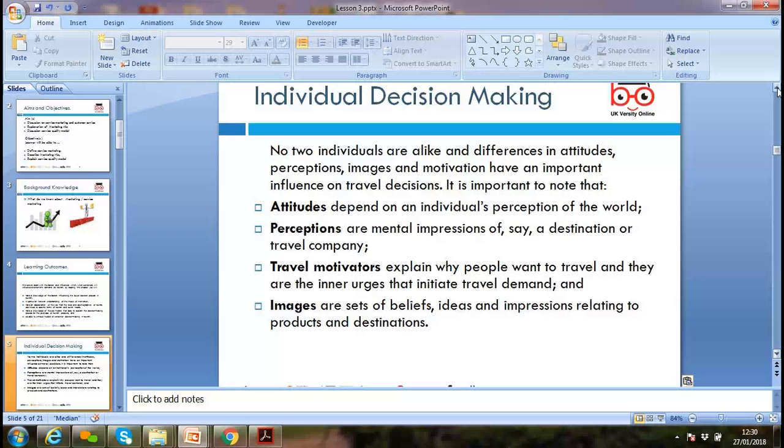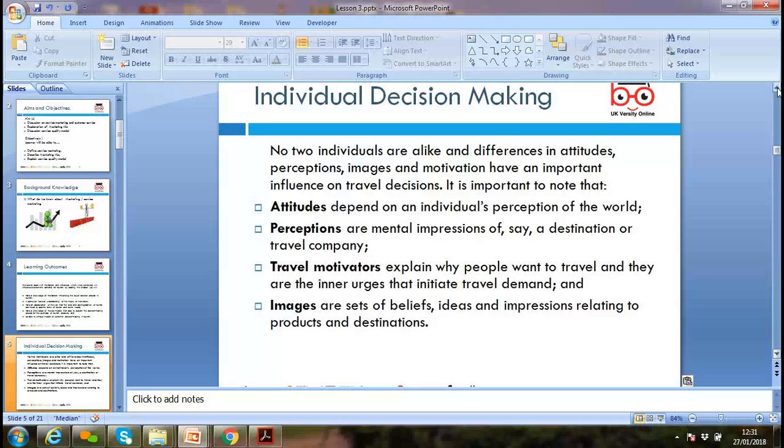So we need to look around, because customer perceptions change. As a business owner, we need to focus on travel motivators. They explain why people want to travel and what urges them to initiate travel demands. Different people have different motivators behind it. Some people want to go there and just find out about the history. Some people may have a different objective behind traveling. So we need to look around.